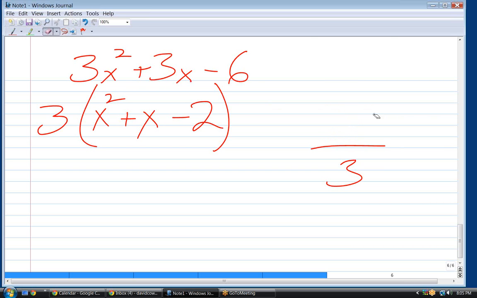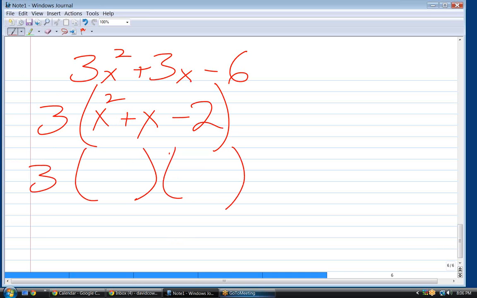Now we've reduced this from a hard factoring problem to an easy factoring problem, because the only thing we have to factor is this part. Whenever the x squared term has a 1 coefficient, like this, it's quite easy to factor. Ignore the 3 for a moment. We're going to bring it along, but then we're going to take this quadratic and factor it into 2 parts.